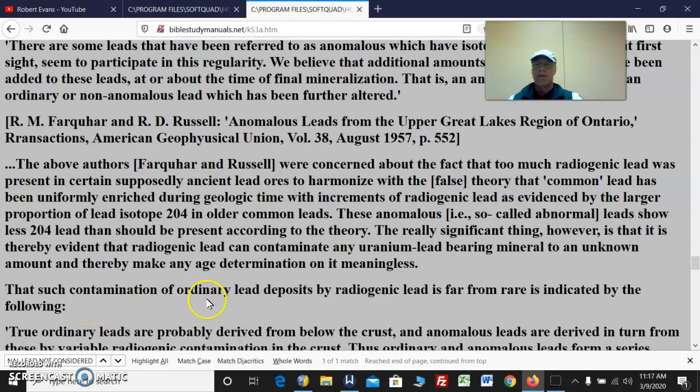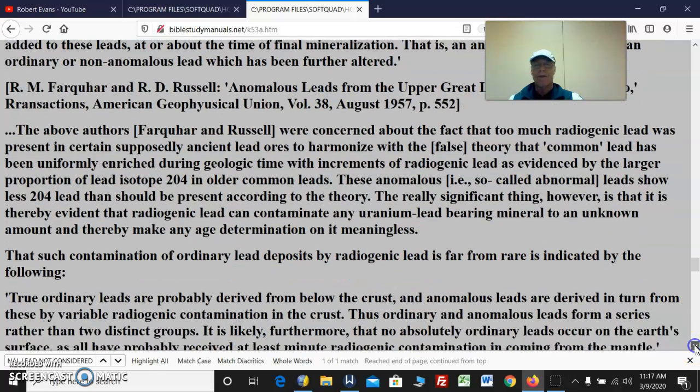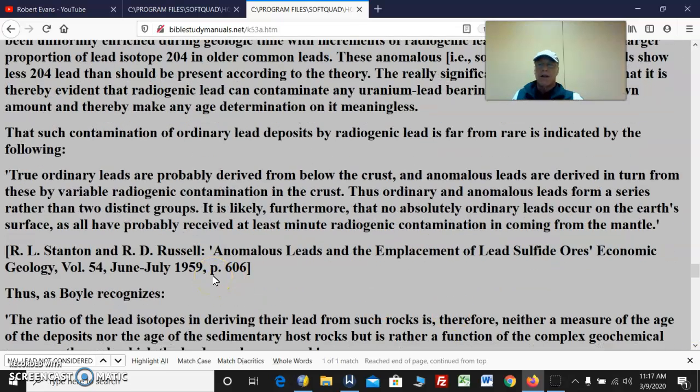That such contamination of ordinary lead deposits by radiogenic lead is far from rare is indicated by the following. True ordinary leads are probably derived from below the crust, and anomalous leads are derived in turn from these by variable radiogenic contamination in the crust, which you don't know, you weren't there. Thus, ordinary and anomalous leads form a series rather than two distinct groups. It is likely, furthermore, that no absolutely ordinary leads occur on the Earth's surface, and all have probably received at least minute radiogenic contamination in coming from the mantle.